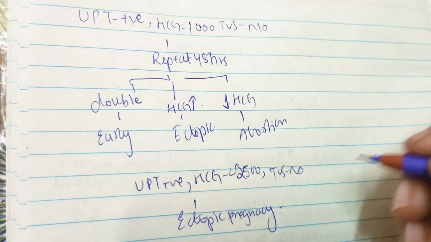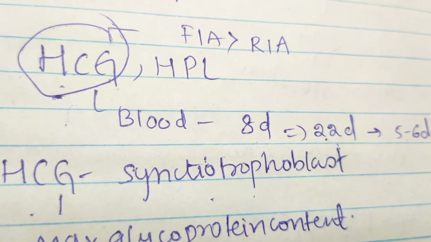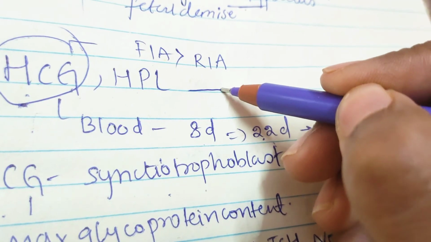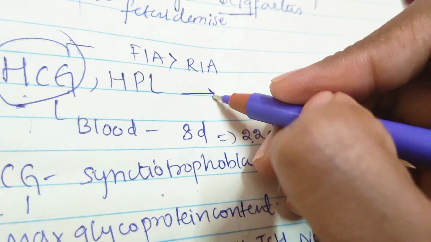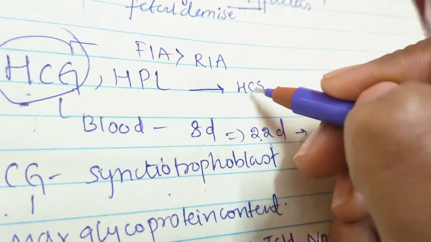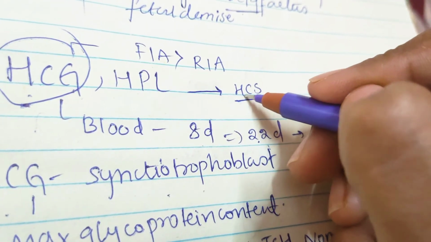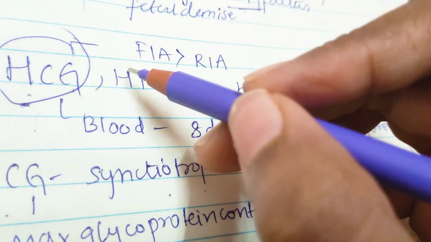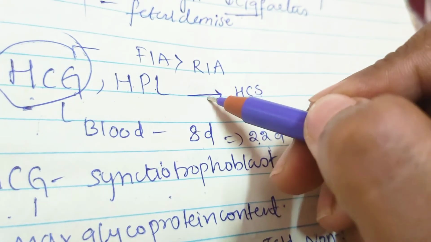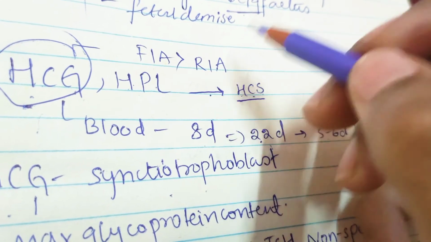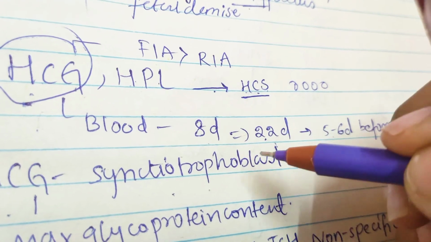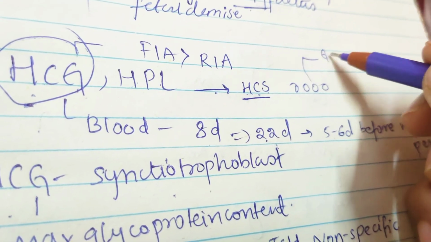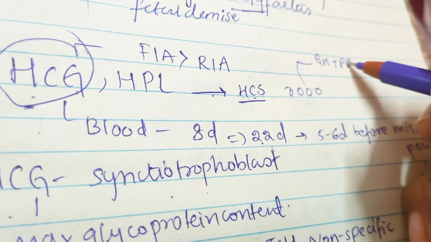So in the beginning itself, I said we are going to discuss HCG and HPL. So now it's time to discuss HPL. HPL is also called HCS. What is this HCS? Human chorionic somatotropin. Human chorionic somatotropin is another name of HPL, that is human placental lactogen. It is actually a single chain polypeptide hormone. It is similar to growth hormone and also similar to prolactin.